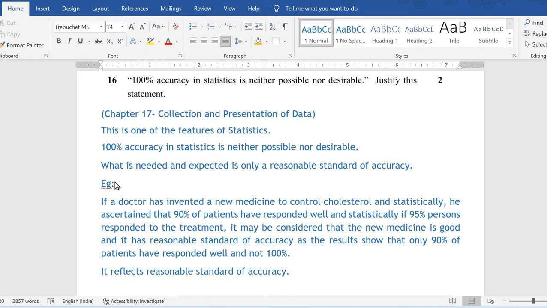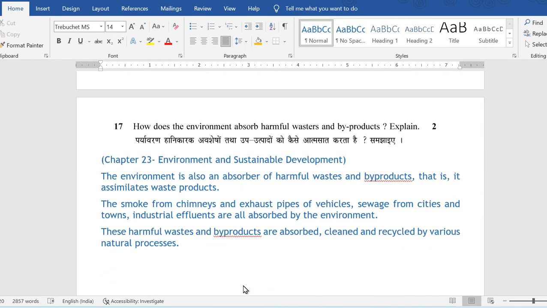For example, if a doctor has invented a new medicine to control a disease and statistically he ascertained that 90% of the patients have responded well, it may be considered that the new medicine is good and it has a reasonable standard of accuracy, as the results show only 90% of the patients have responded well and it is not 100%. This reflects reasonable standard of accuracy. The next question, question number 17. How does the environment absorb harmful wastes and byproducts?